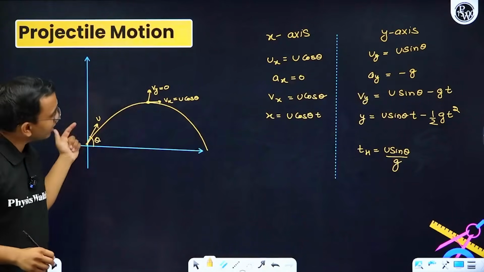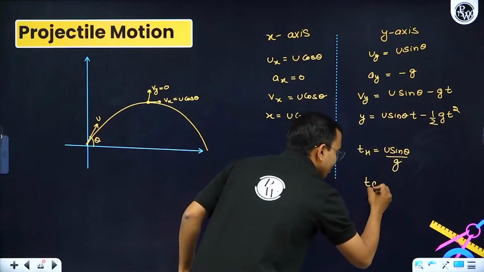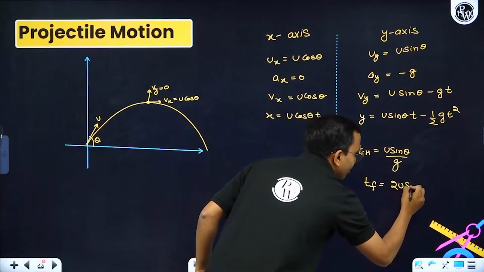What is t flight? The same time it will take to come back from the maximum height to the ground. So t flight is twice of Th, 2u sin theta by g.